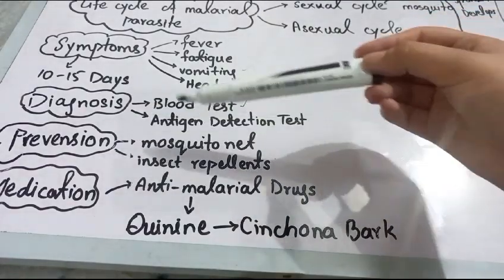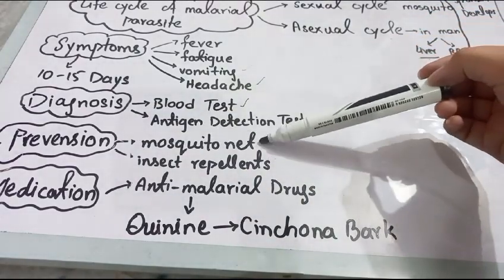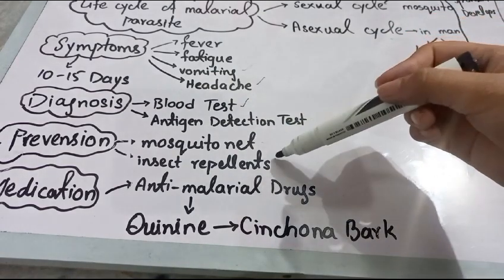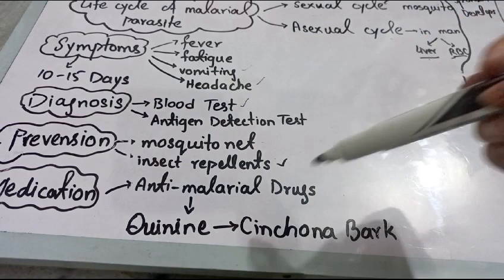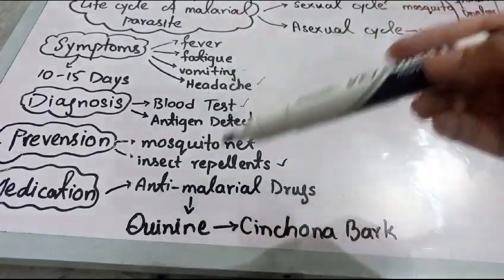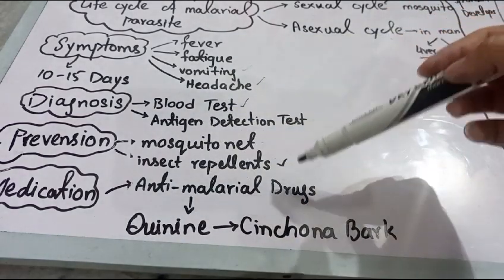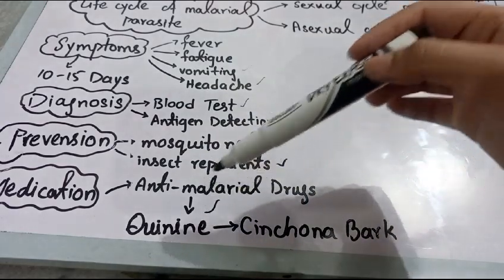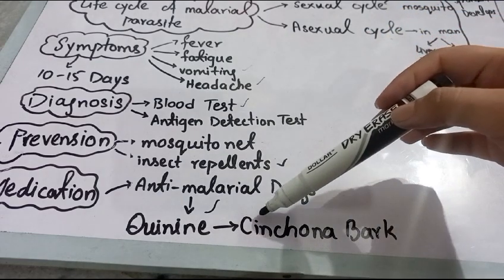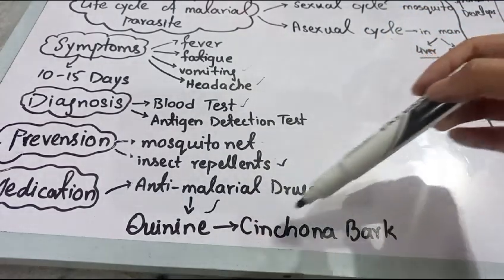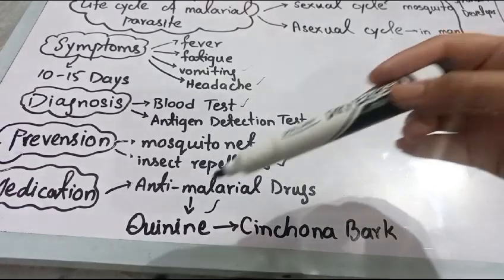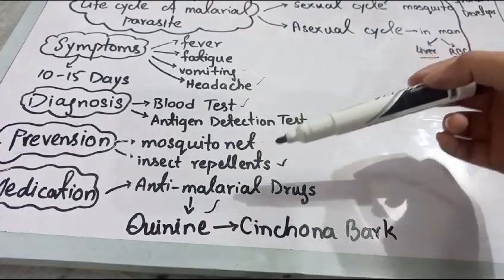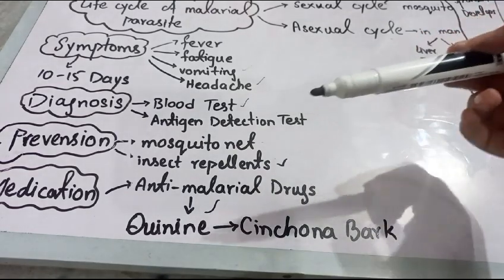There are some preventive measures, like using a mosquito net to protect yourself from malaria, and also using insect repellents. The medications for malaria are the anti-malarial drugs, and the most important drug is quinine. Quinine is naturally present in a crude drug which is cinchona bark. Cinchona is a tree, and the bark of that tree contains quinine, which acts as an anti-malarial agent and will treat you from malaria.